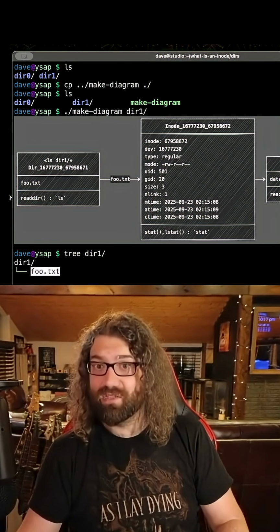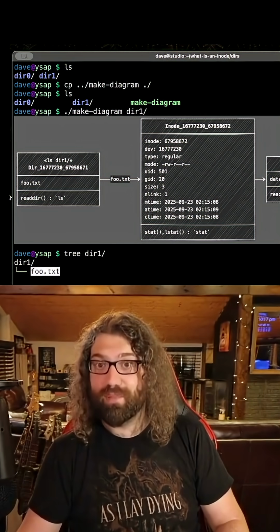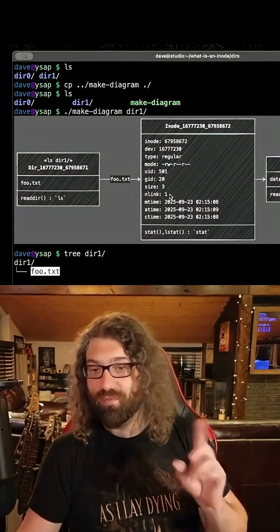The size of the file is 3. That means if we were to cat it, there would be 3 bytes in that file. The number of links to it is 1. We'll talk about links in a second.